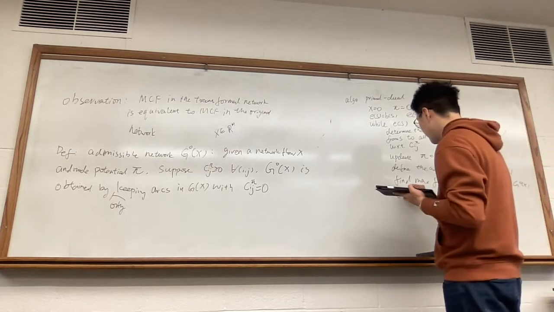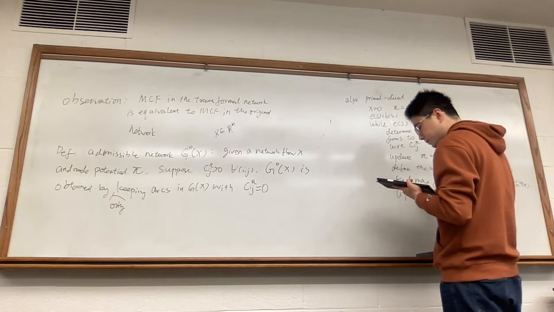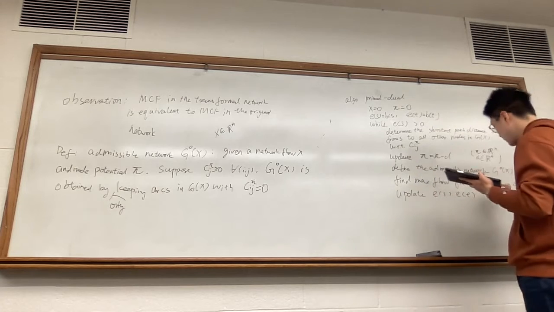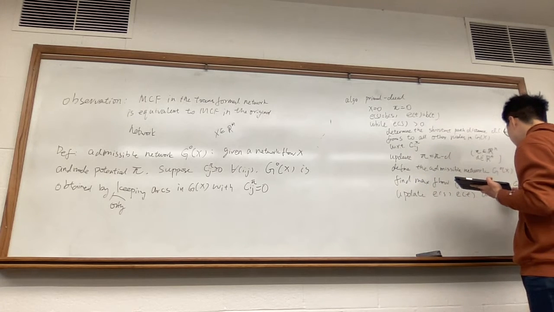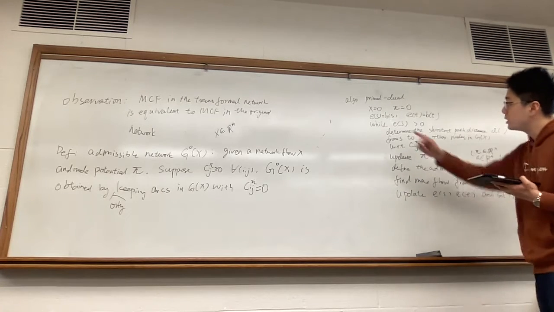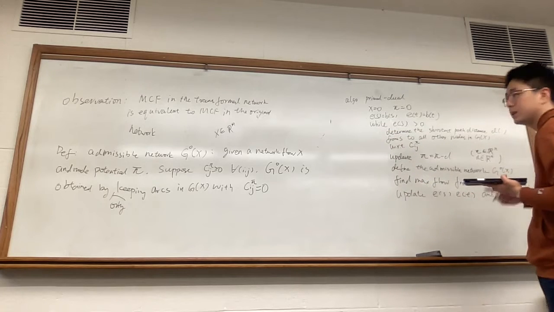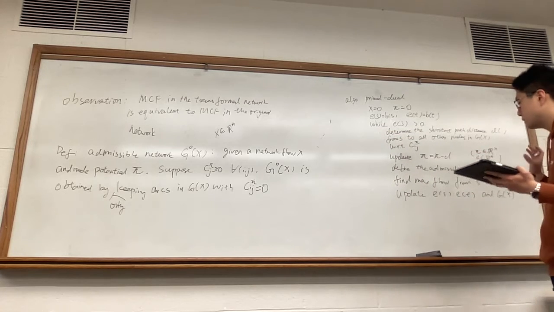What should we do next? We update ES, ET, and GX. So that's to say, in each iteration of this while loop, finally we need to find the max flow from S to T in the admissible network.